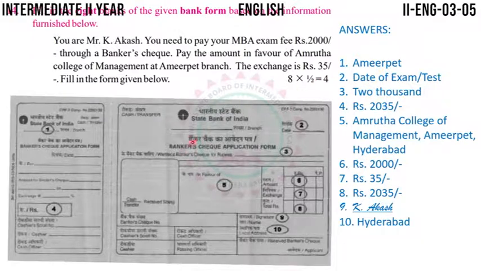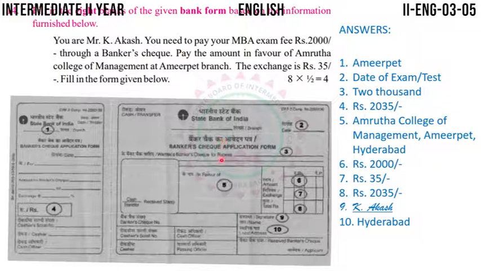Let us see. What is the first column? Branch. So at which branch you are taking this? Maybe here nothing is given. So you can write Amirpet or whatever the place you are staying. That place can be written here. And the date. Date is same as I said, date of examination or test.